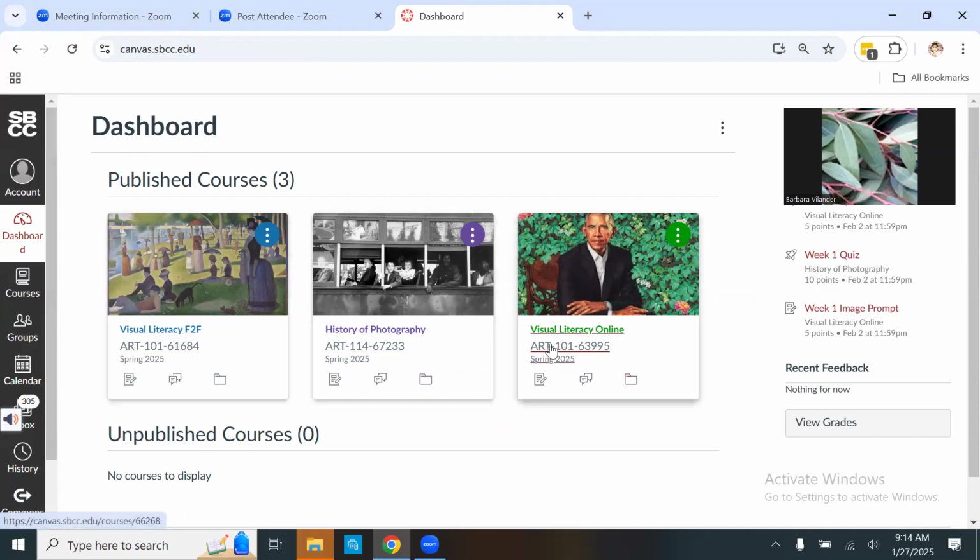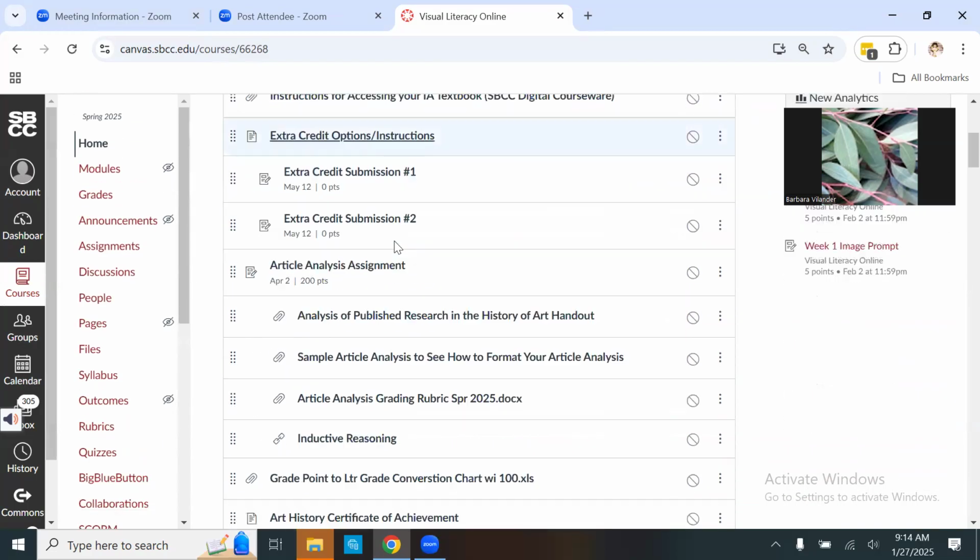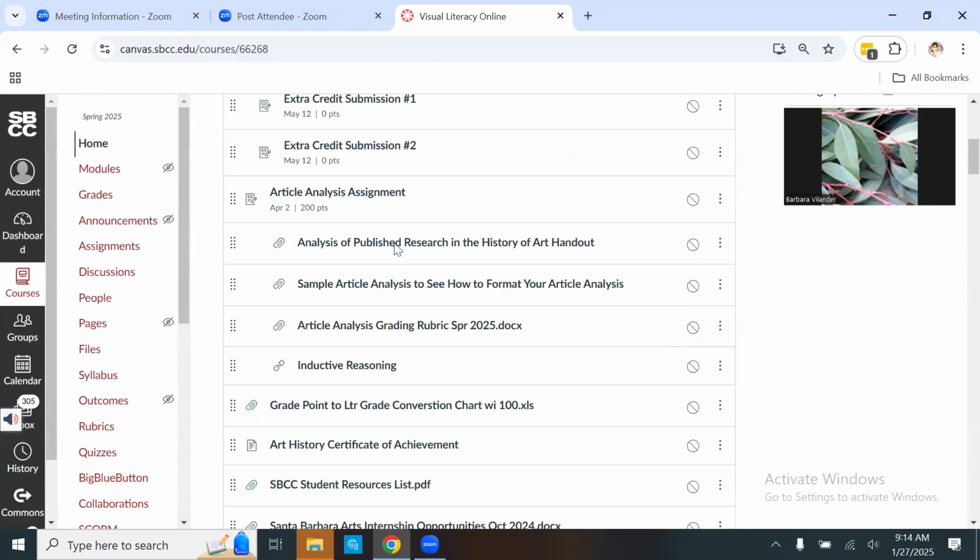So obviously these are my classes. I'm going to use the visual literacy one, but you would use these if you were in either of those face-to-face courses. So we're going to open this up, and this is called your course shell. And this is where all the important information is that you need for the class.